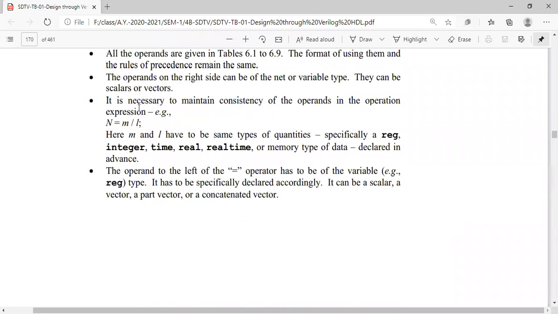That means if n has to have a value, generally l and m both should be of the same type. If m is regarding time in nanoseconds, l also should be time. It may not be in nanoseconds, but maybe milliseconds. But totally, this has to be time, right? It has to be in seconds only, right?